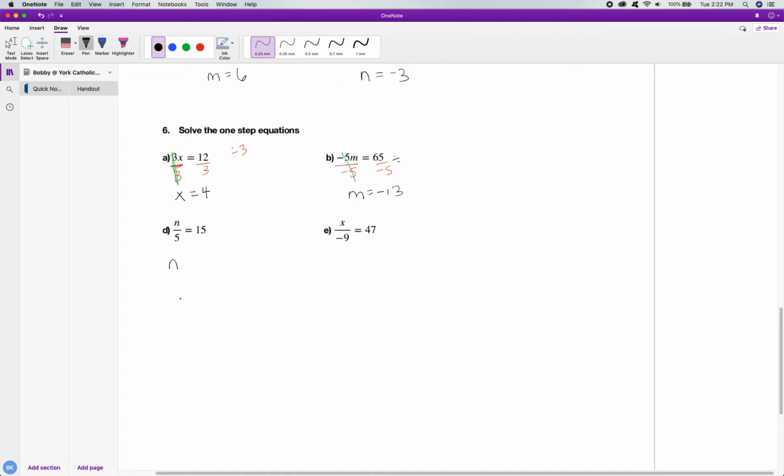So here, the opposite of what's happening here is I'm dividing by 5, and the opposite of that would be to multiply by 5. And whatever I do, I have to do to both sides. So I'm going to multiply by 5 here, multiply by 5 there. So just like on top, when we had 3 divided by 3, negative 5 divided by negative 5, that's what's happening here. 5 divided by 5 is going to go away. That's why we're doing it, to get n by itself, to isolate our variable. So then we have 15 times 5.